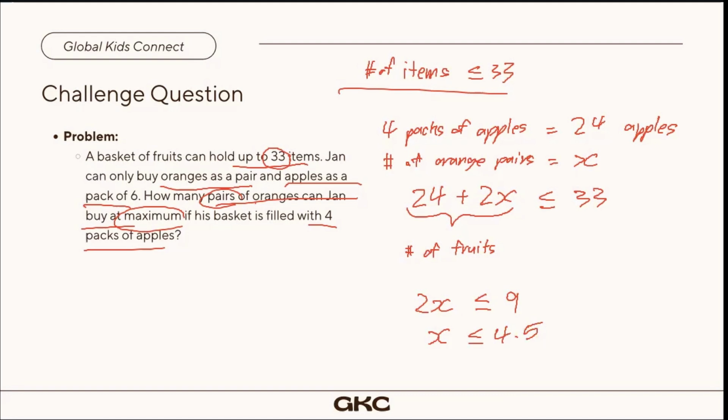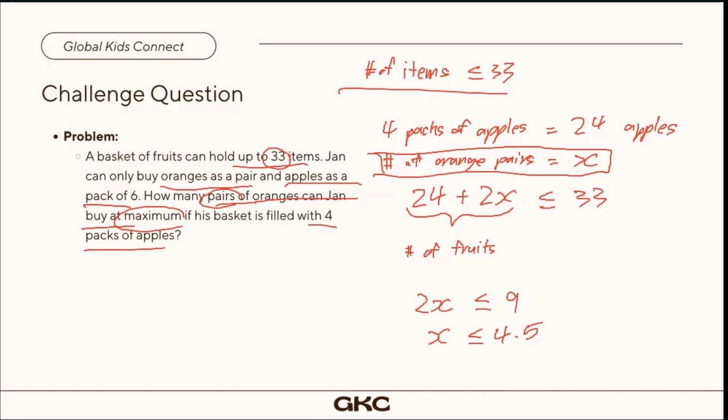And then you might be tempted to write down 4.5 as your final answer. However, that is not the case. That is because, looking back at what we set as our x variable, we set it as the number of orange pairs. However, pairs can only be integer numbers. So either 1, 2, 3, 4, or 5 pairs. We cannot buy 0.5 pairs of oranges. Although mathematically you could say if you buy 1 orange, that is 0.5 pairs.